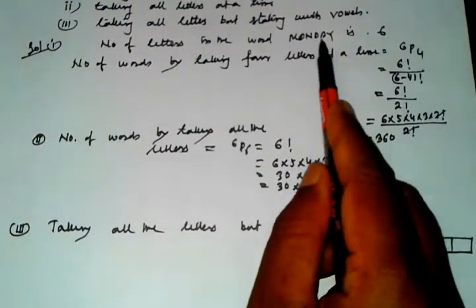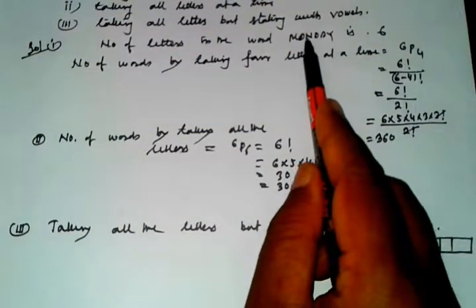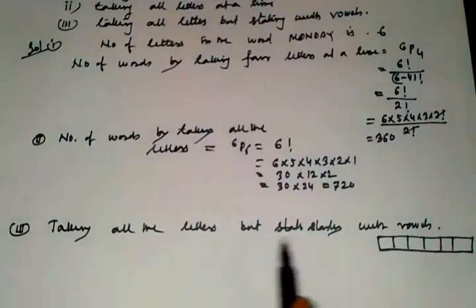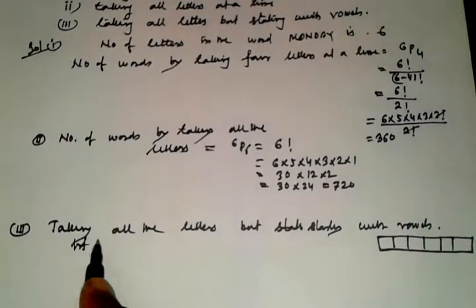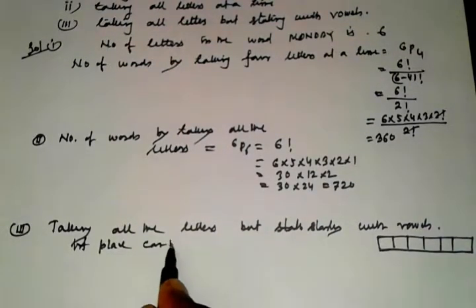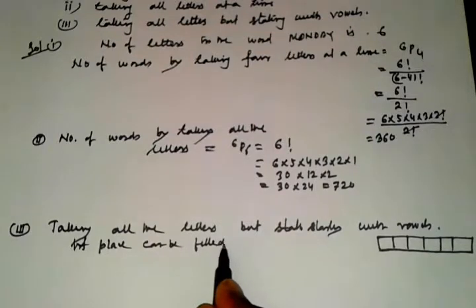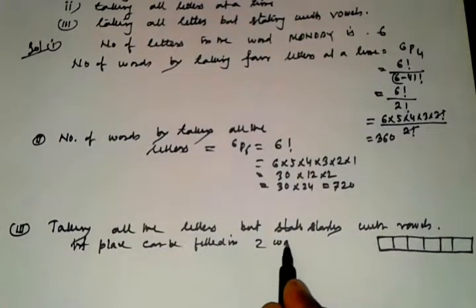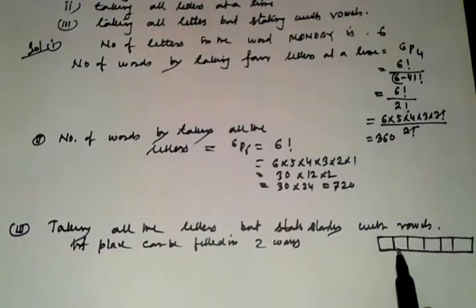How many vowels are there? A and O are available. But the first place can be filled in 2 ways, because we can place only O or A in this place, because each word should start with a vowel.